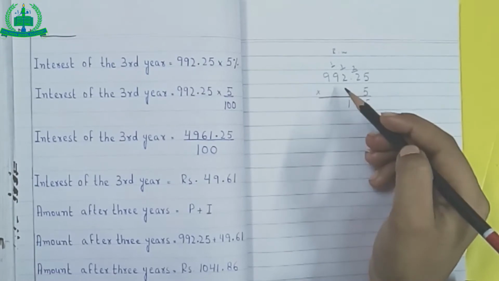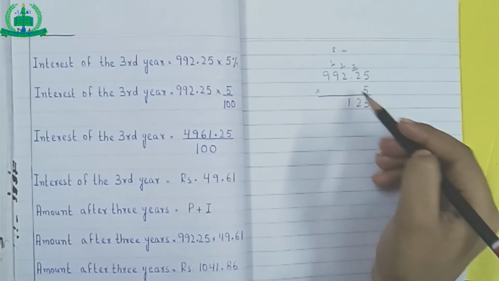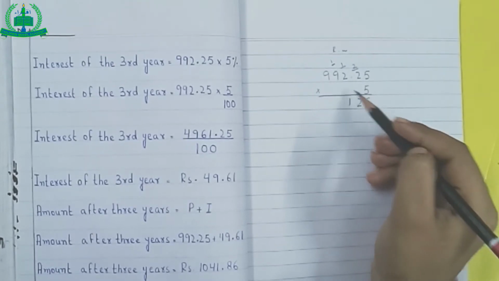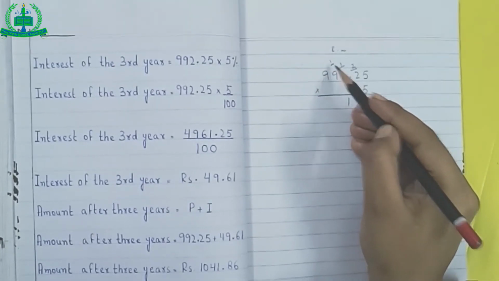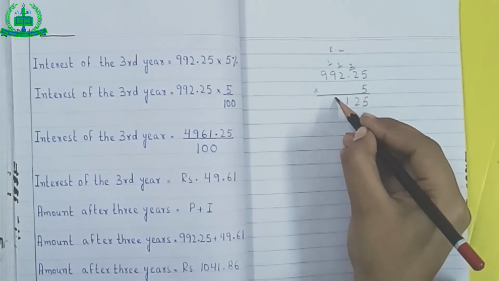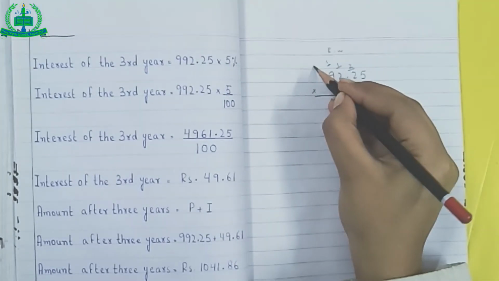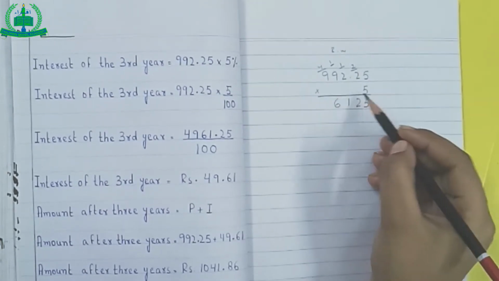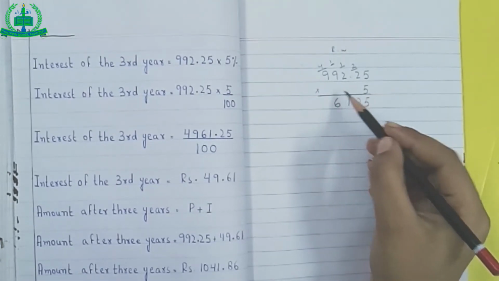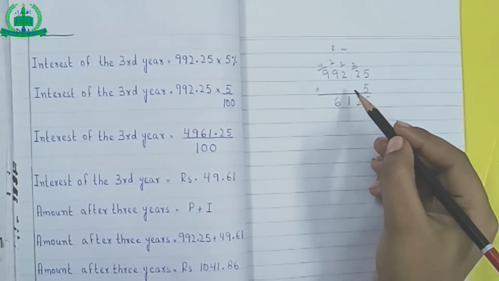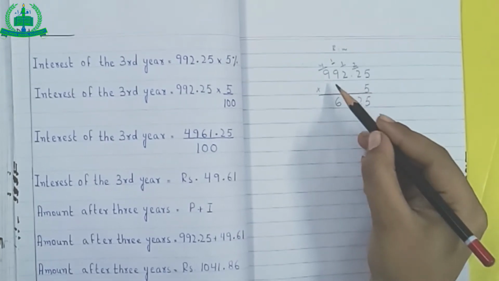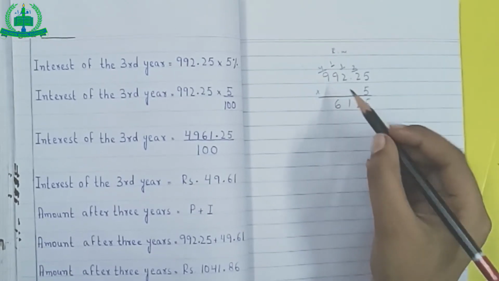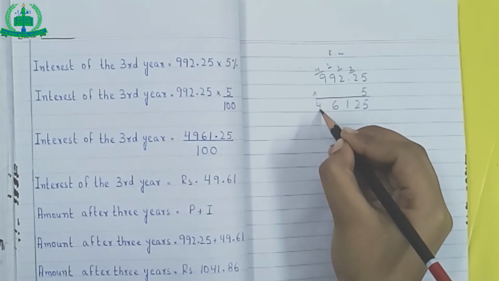5 ones are 5, 5 twos are 10, 5 threes are 15, 5 fours are 20, 5 fives are 25, 5 sixes are 30, 5 sevens are 35, 5 eights are 40, 5 nines are 45, plus 1, 46. 6, 4 carry on. 5 ones are 5, up to 5 nines are 45, plus 4, 49.